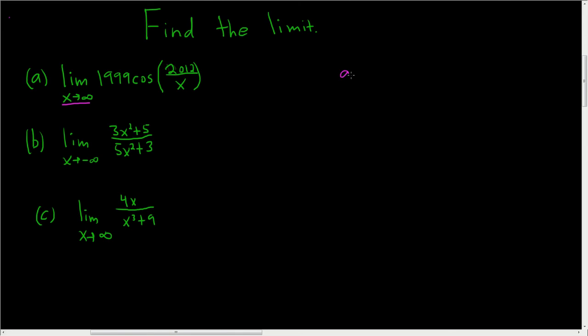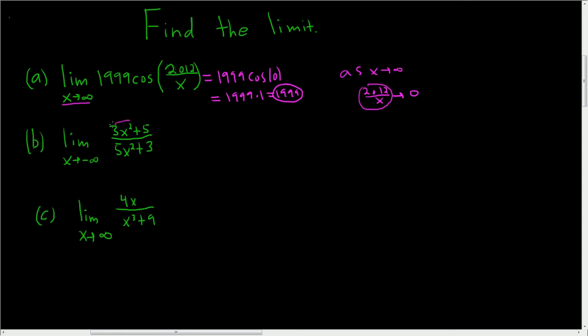Well, as x approaches infinity, 2012 over x approaches zero, because as x gets really, really, really big, this gets really, really close to zero. So this approaches 1999 times the cosine of 0, and the cosine of 0 is 1. So you just get 1999 times 1, which is 1999. And that's it. Never plug in infinity, right? That's bad. That doesn't make any sense.